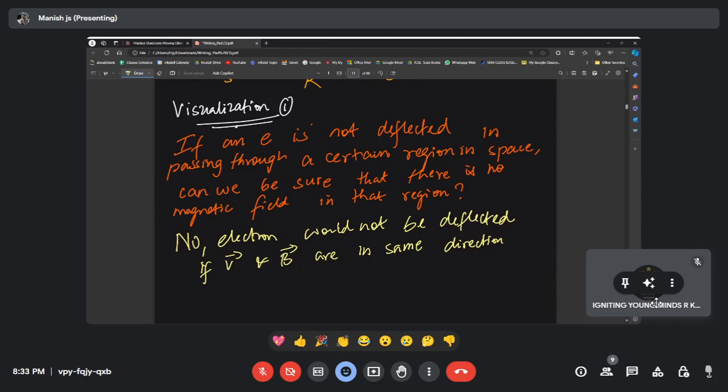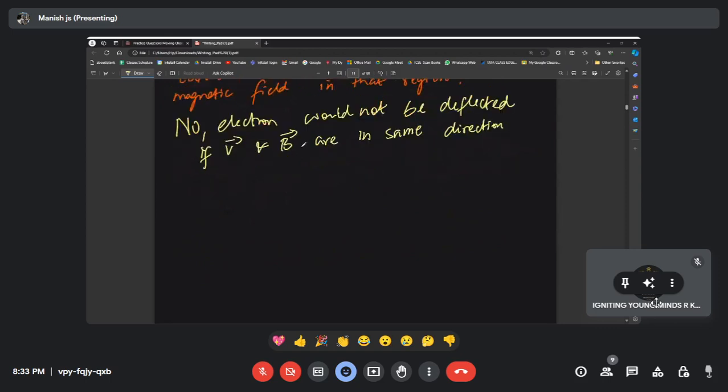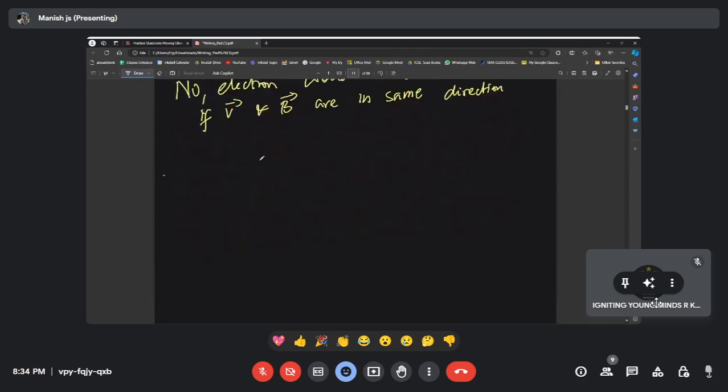Is it clear? So this is how you try to visualize the given situation, and then you make a fair conclusion out of it. That's the first visualization. Now we will go to the next one. What is the next possibility? The next visualization, I will call it visualization two.